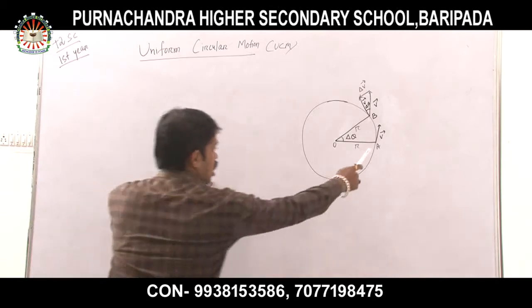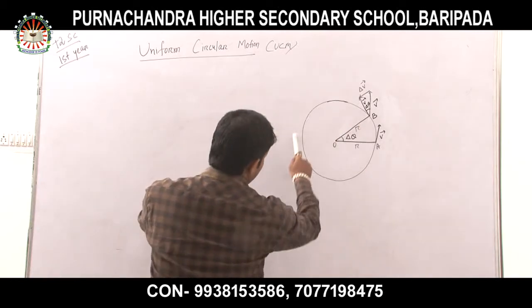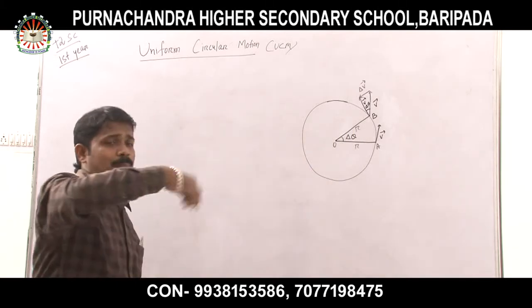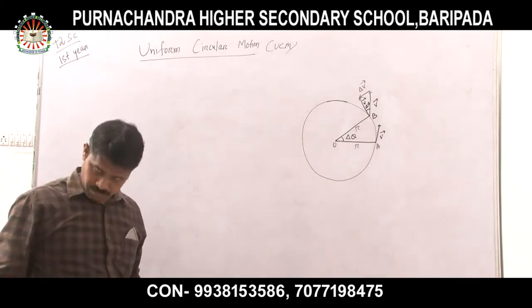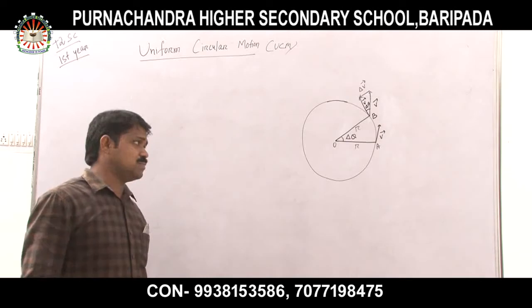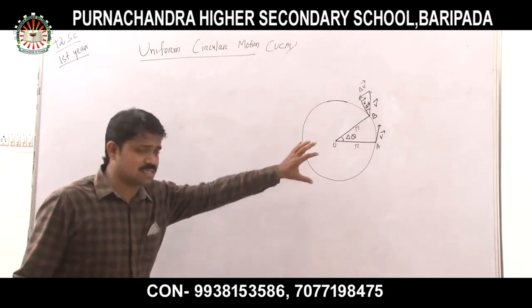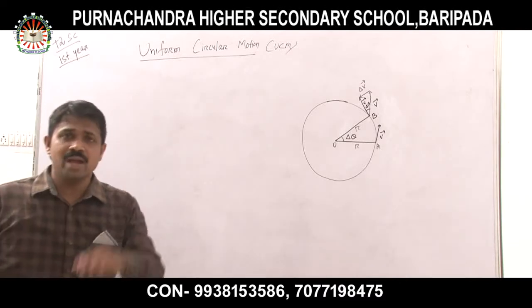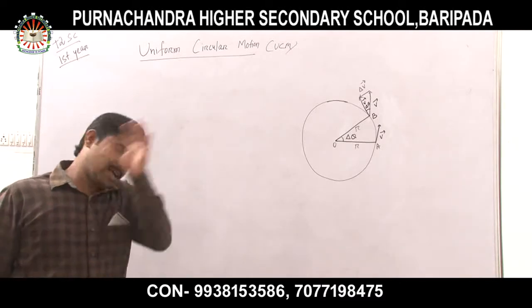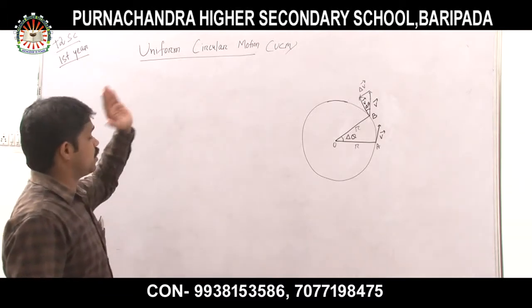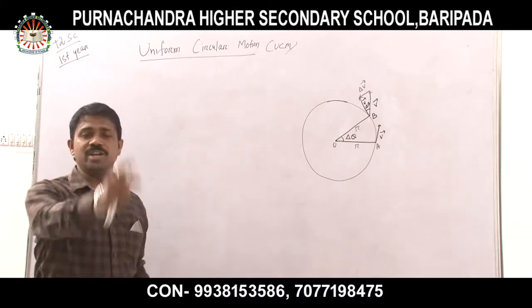So when the object starts from A, revolves, and again reaches A, the total path length becomes 2 pi. The total angular displacement becomes 2 pi. What does that mean? The object makes an angle at the center of 2 pi. Very simple. And that 2 pi repeats at every interval of time. That's why it is a periodic motion. Uniform circular motion is a periodic motion.